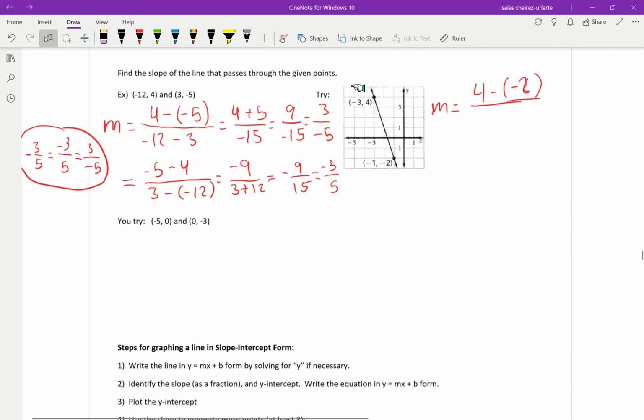So I said this y minus that y, and now since I'm being consistent, I should say this x, negative 3, minus negative 1. Okay, so that becomes 4 plus 2 divided by negative 3 plus 1. Well, that's 6 over negative 2. That's negative 3.